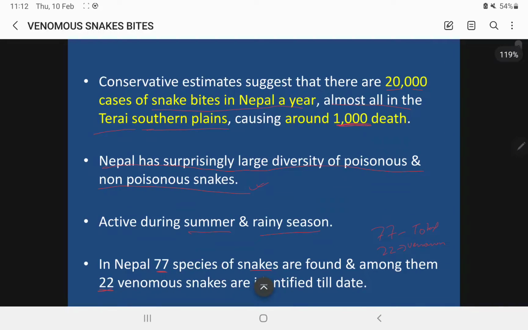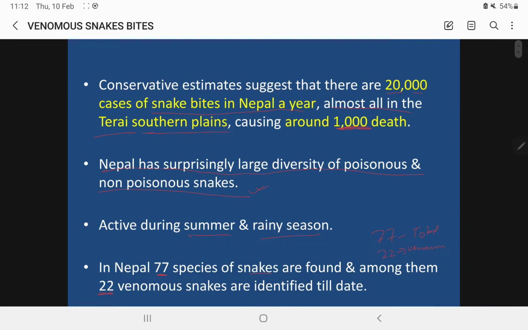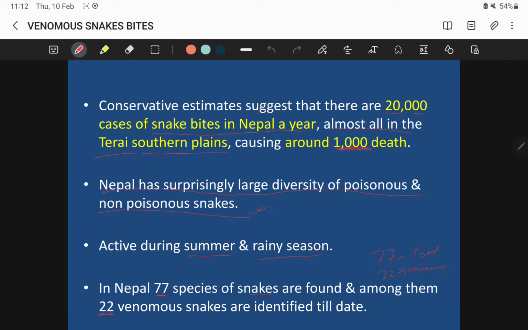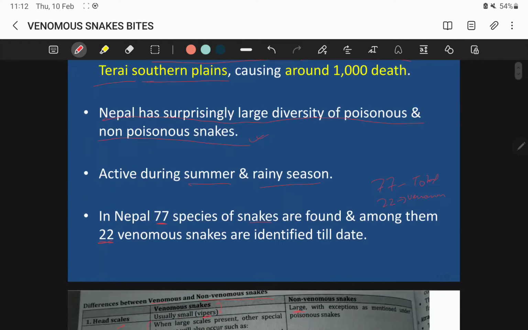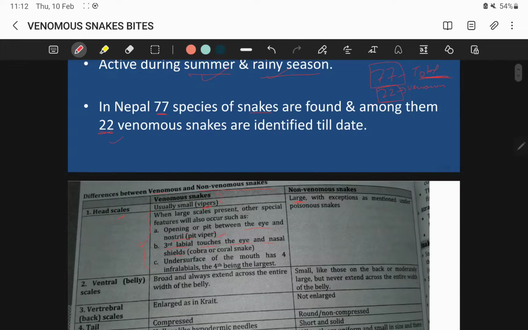So let's get started. In Nepal, the snake conservationists and wildlife conservationists have estimated that there are over 20,000 cases of snake bites in Nepal, and in the south part of the Tarai they cause around 1,000 deaths. Nepal has a large diversity of poisonous and non-poisonous snakes, and snake bites are mainly in summer and the rainy season. There are 77 total species of snakes found in Nepal, of which 22 are venomous. That is the data it suggests.